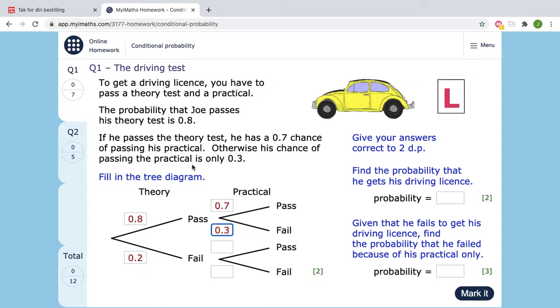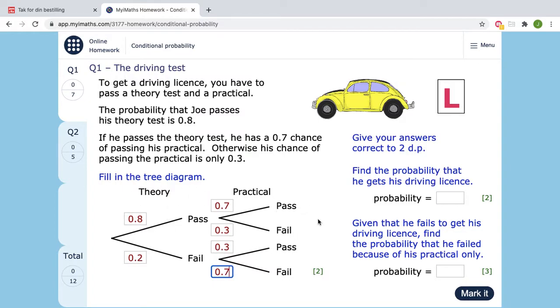Otherwise, his chance of passing the practical is only 0.3. So if he fails the theory, his chance of passing the practical is 0.3. So a 0.3 goes in there for that. And then if he fails, there's a 0.3 chance of passing. Therefore, if he fails, there's a 0.7 chance of failing the practical as well. So fill in the tree diagram.